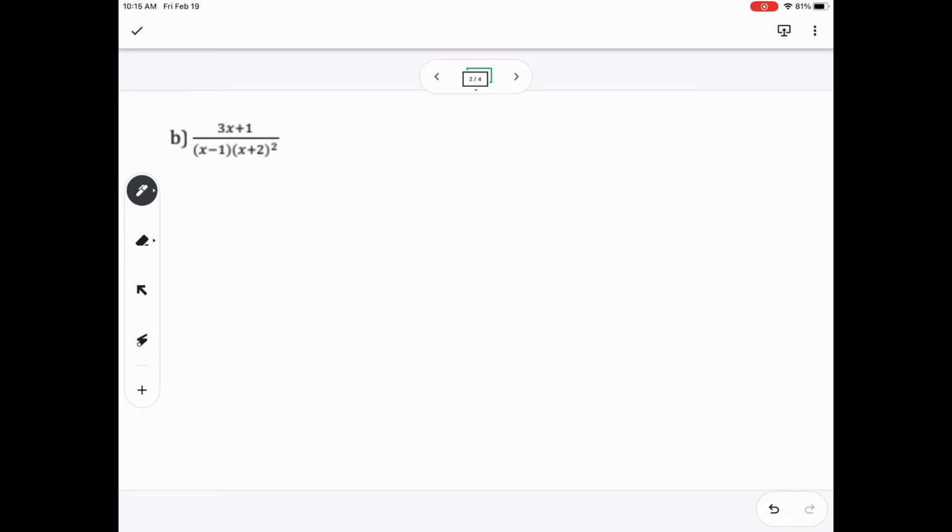For letter B, I'll do the same thing. Now notice I have an x minus 1, so that'll get its own fraction. Because I have an x plus 2 squared, I'm going to have a fraction where it's just x plus 2, and then another fraction where it's x plus 2 squared, since that's the highest degree for this. And then from there, just like the last one, I'll multiply both sides by a common denominator, and then cancel out what's left, so then I can have the following equation.